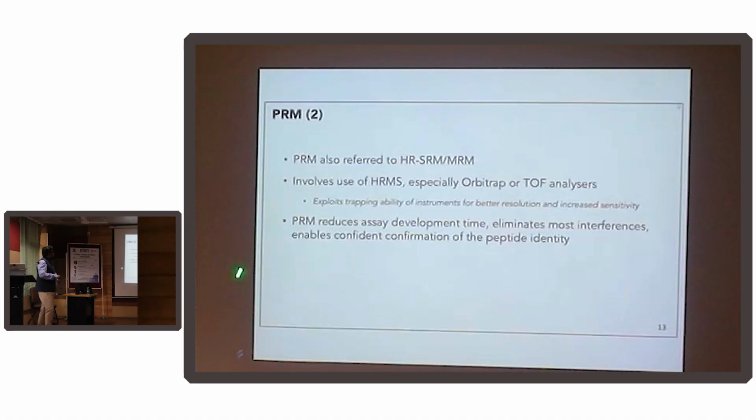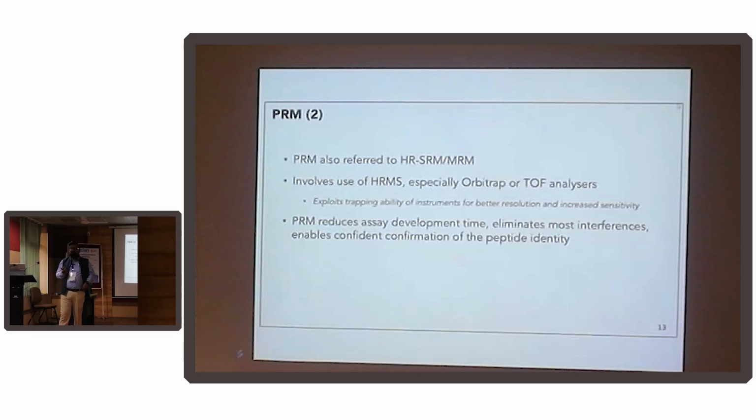So PRM is also referred to as HR-SRM, where HR stands for high resolution SRM or MRM, because it involves the use of high resolution mass spec, especially orbitrap and TOF analyzers. So the same technology, the fundamentals remain the same. When you upgrade the technology, you can use an orbitrap or a TOF analyzer, and it exploits the trapping ability of the instrument for better resolution and increased sensitivity.